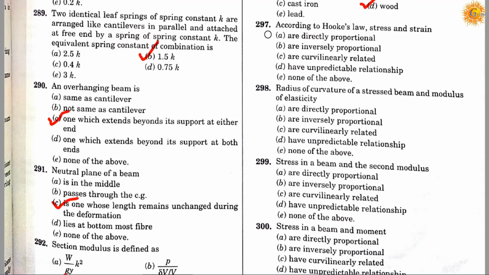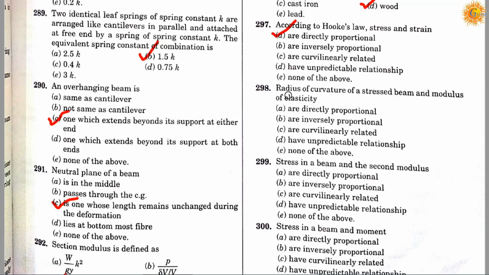Question number 297. According to Hooke's law, stress and strain: option A, are directly proportional; option B, are inversely proportional; option C, are curvy linearly related; option D, have an unpredictable relationship; option E, none of the above. Correct answer is A, are directly proportional.